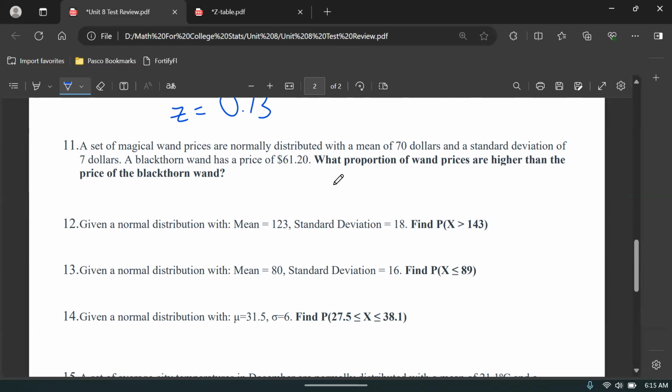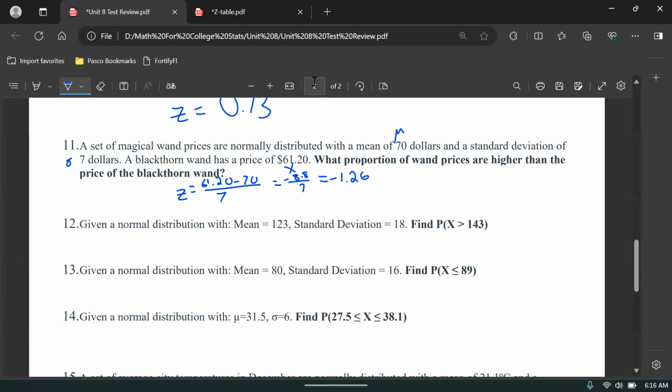All right, so first thing we're going to do is find the z-score. We have our x value, we have our mean, and we have our standard deviation. So 61.20 minus 70 divided by 7. So let's see what that is. So we have negative 8.8 divided by 7, which is negative 1.26. All right, so now remember that's our z-score.